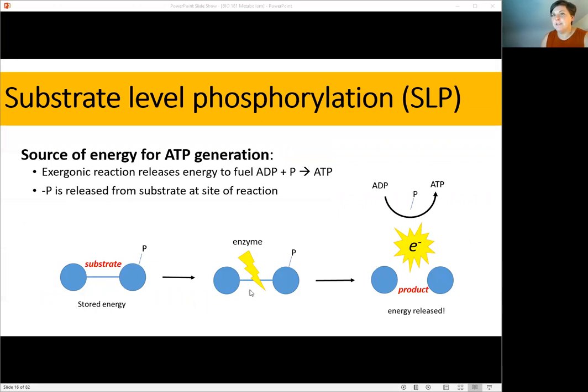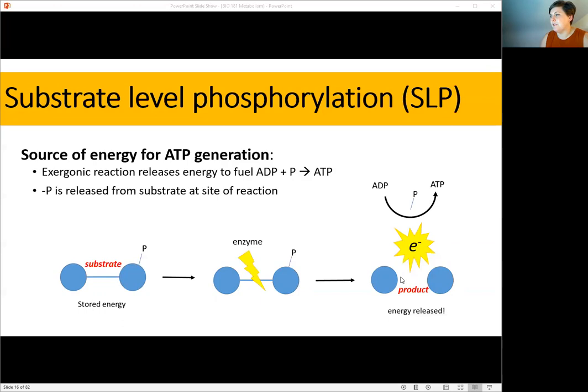To orient you to this slide, you see a molecule with a bond. One of the monomers of this molecule has a phosphate. In substrate level phosphorylation, an enzyme breaks a bond in this molecule. Recall that catabolic reactions are exergonic, so energy is released from this bond breaking. This is enough energy to fuel the addition of a phosphate to ADP to create ATP, the phosphate of which was also released from the substrate of this reaction.